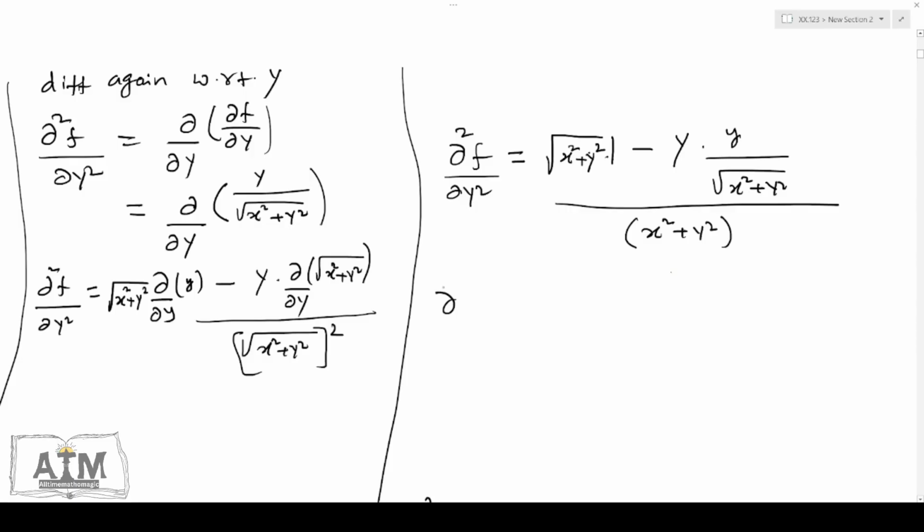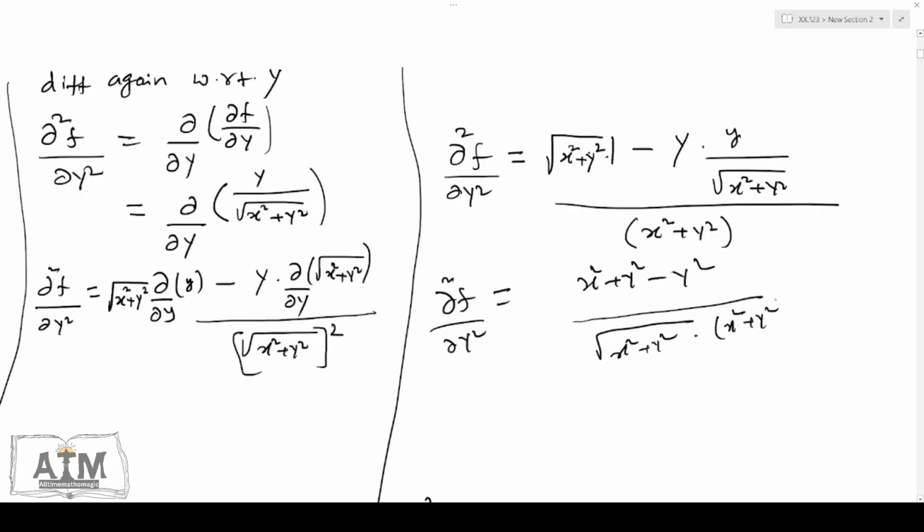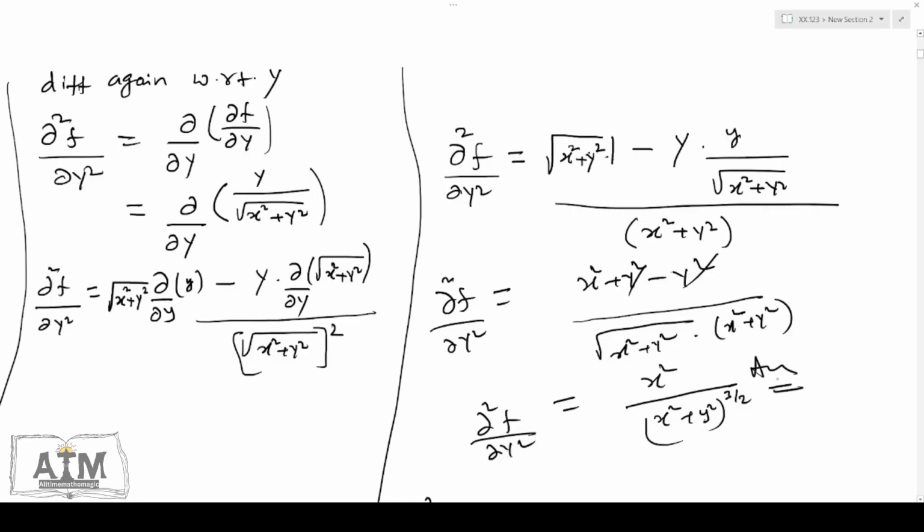On simplifying, dou 2f by dou y square, we get x square plus y square minus y square upon the square root of x square plus y square multiplied by x square plus y square. Y square gets cancelled. So dou 2f by dou y square equals x square divided by x square plus y square whole raised to 3 by 2. So this is the required solution.